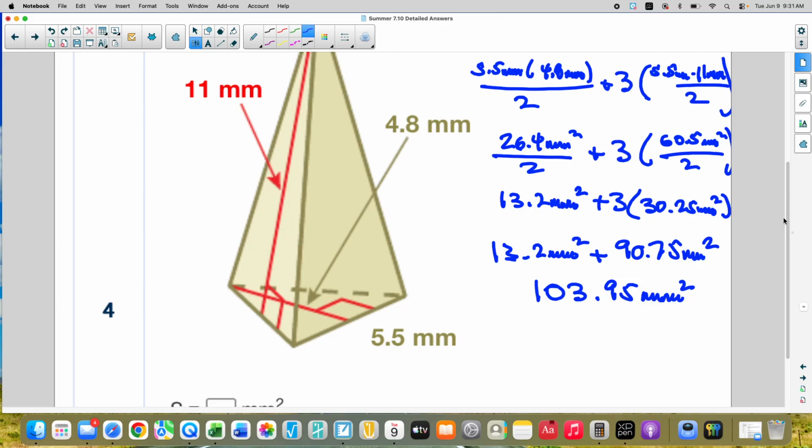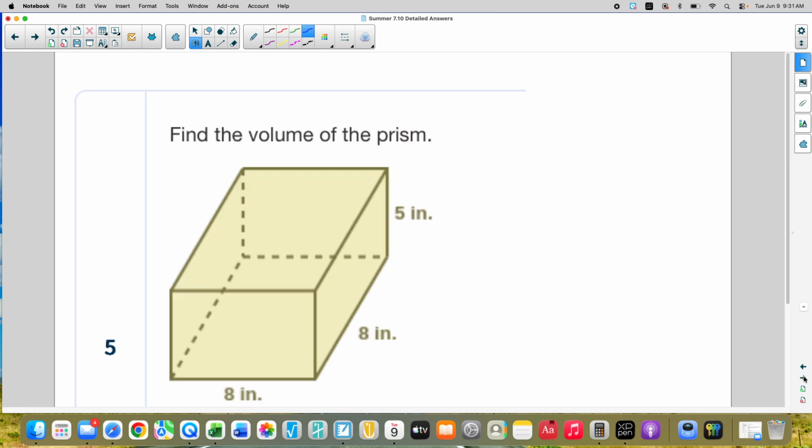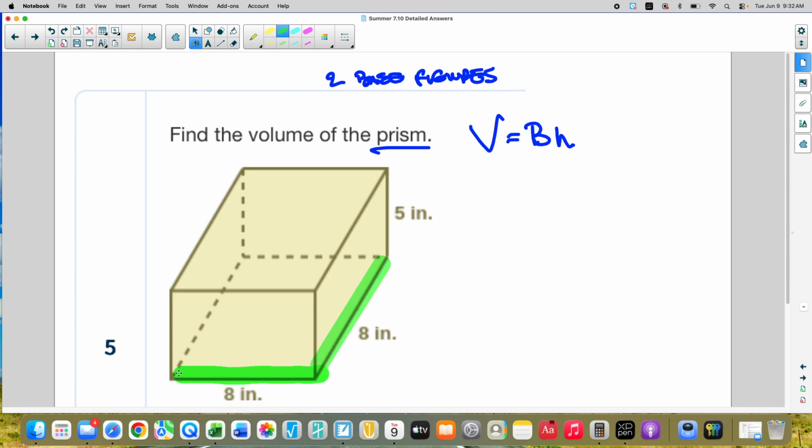We're not rounding. And let's check the answer, make sure that we are correct. 103.95. Let's go! Find the volume. Okay, volume now uses the formula. Volume of all two-base figures, that means prisms and cylinders, will use volume equals big B times H, where big B equals my base area times my height. So I have to choose my base area. I'm choosing the bottom as my base area.